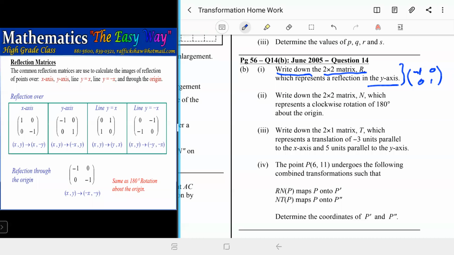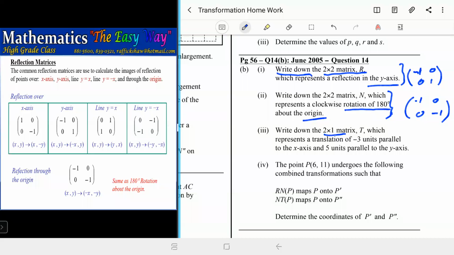Look at the second one. Write down a 2 by 2 matrix N for a clockwise 180 degree rotation about the origin. That's the one that I showed you over there: -1, 0, 0, -1. That's the answer.